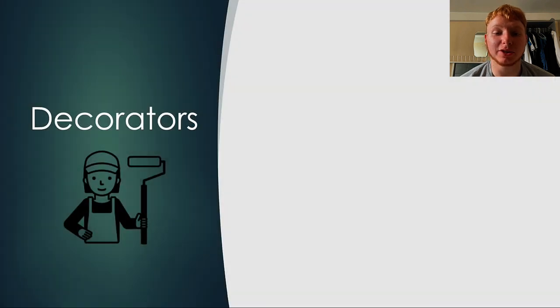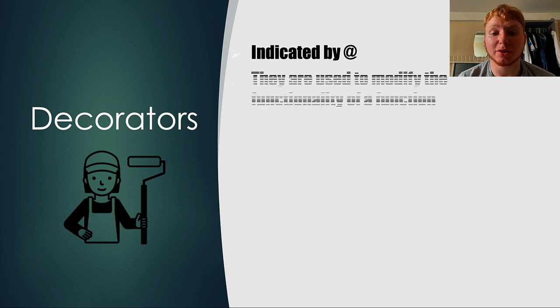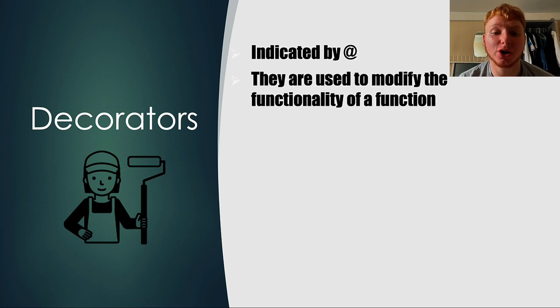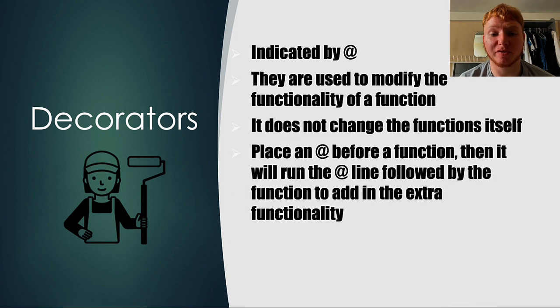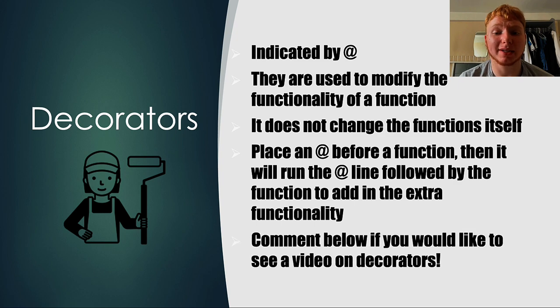Now we are going to be launching into a new thing in our programming adventure. These are decorators, indicated by the @ symbol. Decorators are used in Python to modify the functionality of a function without having to change the function itself. You place @ before a function, and it will run the function in front of that line of code with the extra functionality, making it an enhanced function. Please let me know if you'd like to see a video explaining decorators fully.